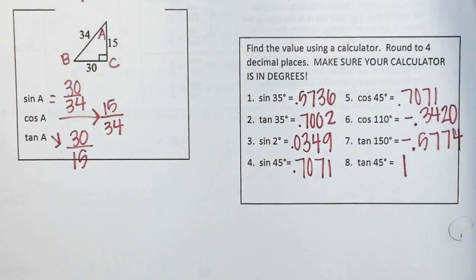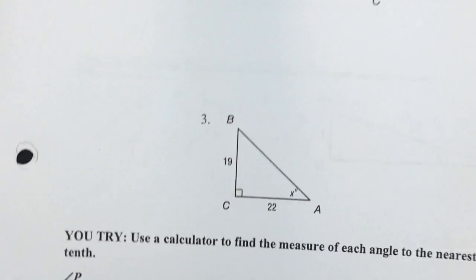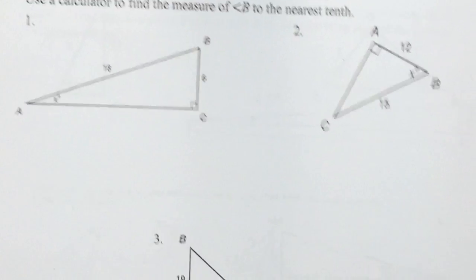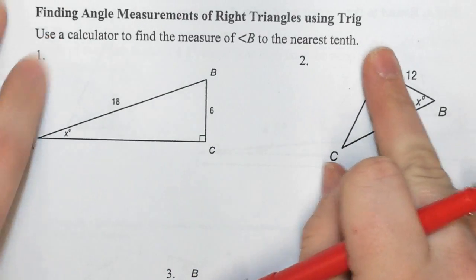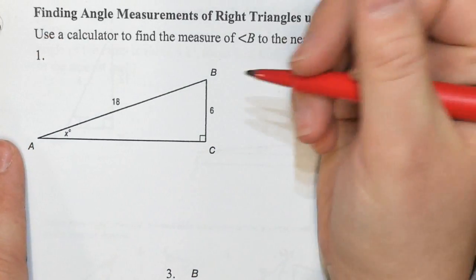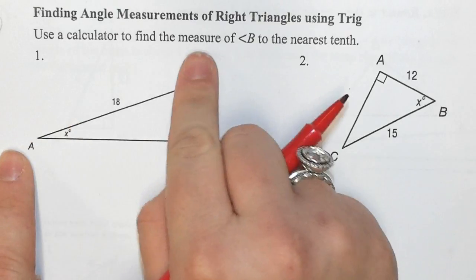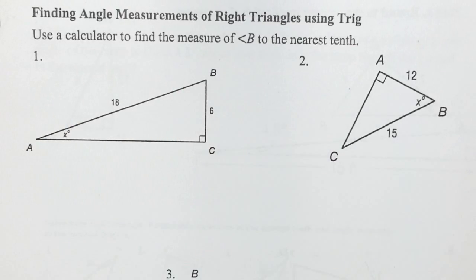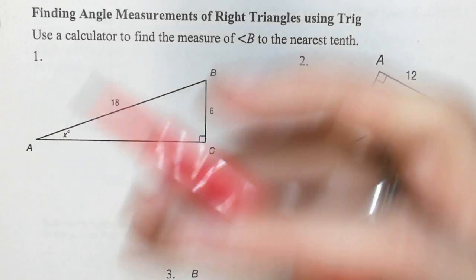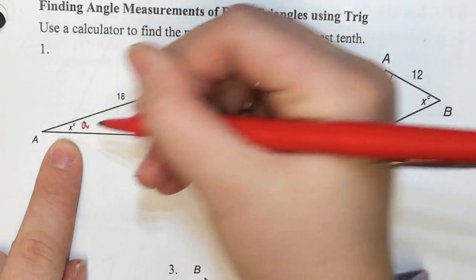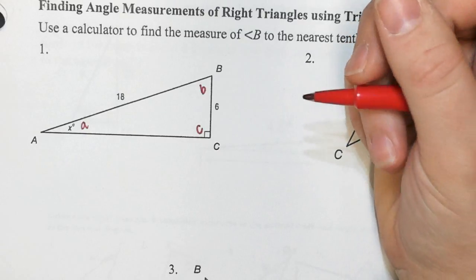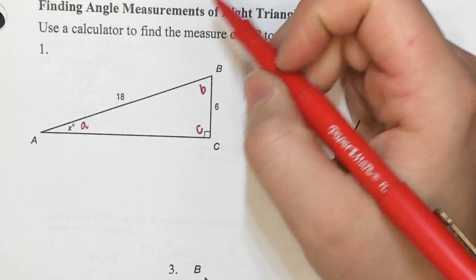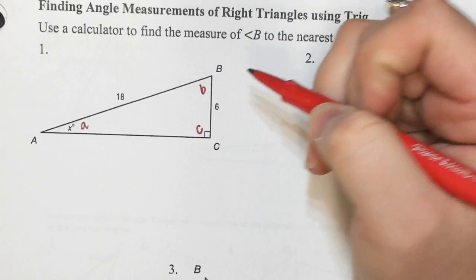All right, let's start putting these to work for application. Finding angle measures of right triangles using trig. Use a calculator to find the measure of angle B. So here's angle B. Most of the time, if A, B, and C are big on the outside, when you're talking about their angles, they're going to be little. So I could write this angle as little a, little b, and little c. You don't have to be that in-depth. I was just telling you. So I want to find the measure of angle B.